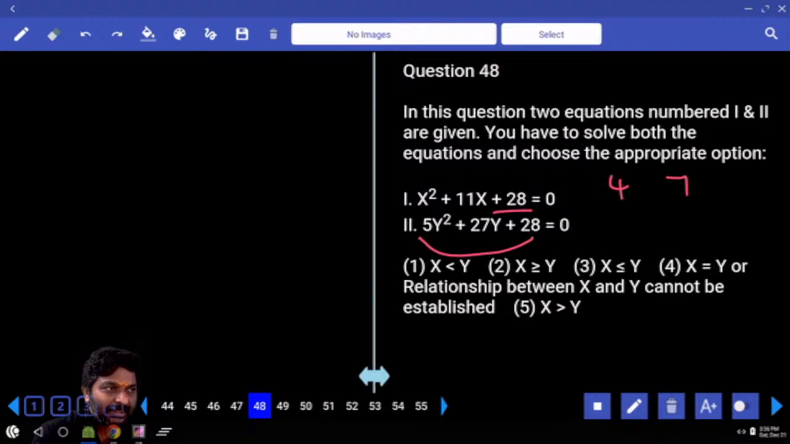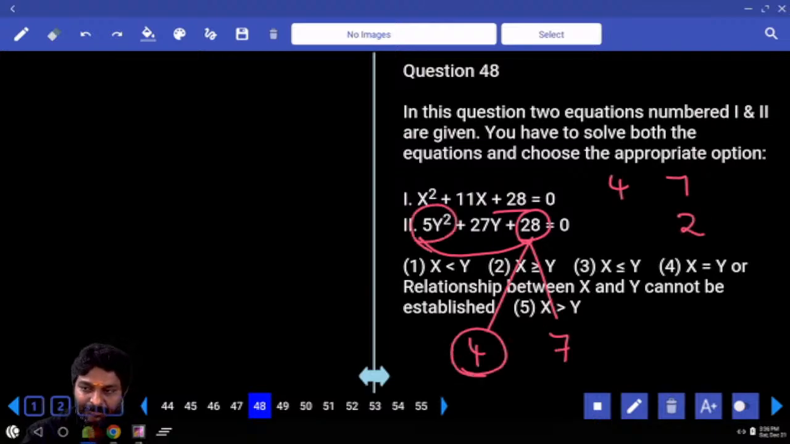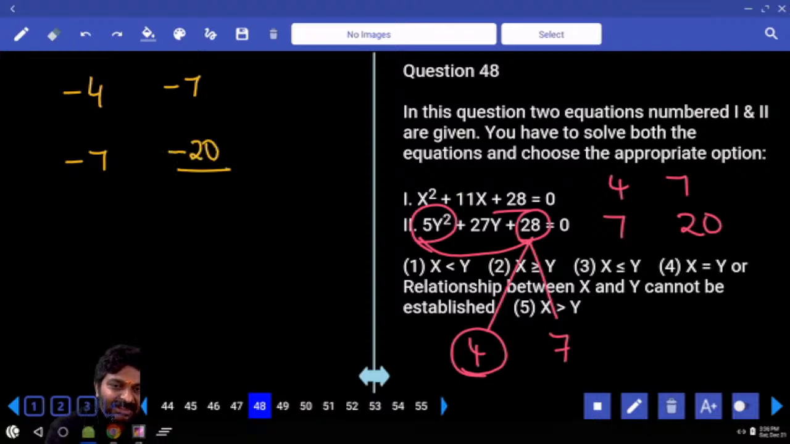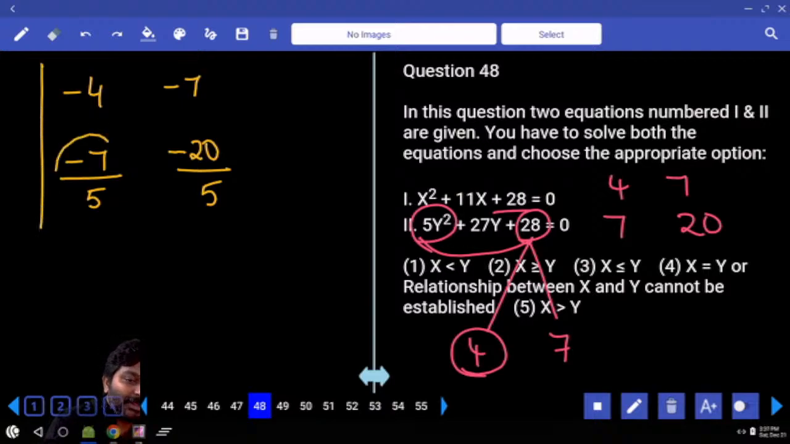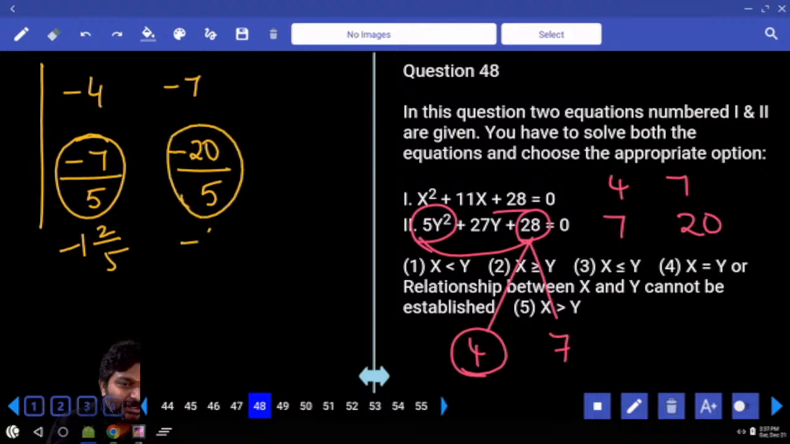140. 140. Wait a minute. This 28 can be written as 4 into 7, 5 into 4, 20, and then 7. Then factors are minus 4, minus 7, minus 7, minus 20 divided by 5 we have to write. Yes? This is equal to minus 1, 2 by 5. This is minus 4. X is less than or equal to y.